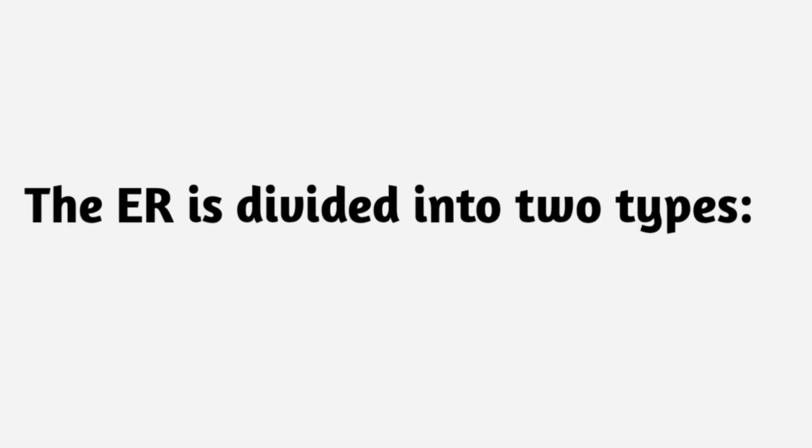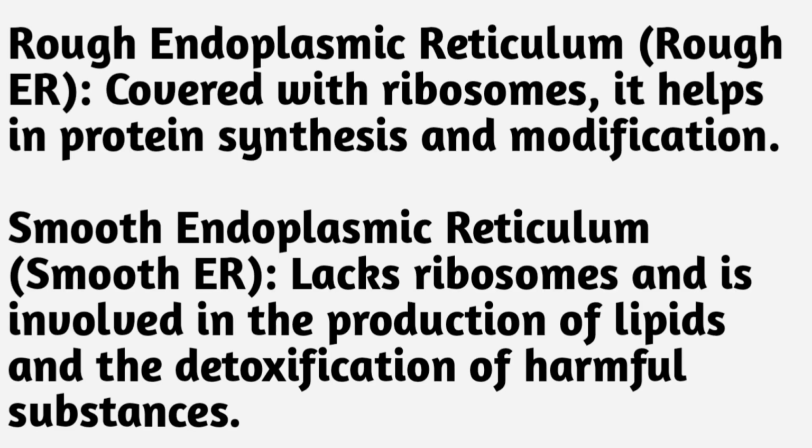The ER is divided into two types. Rough endoplasmic reticulum, rough ER, is covered with ribosomes. It helps in protein synthesis and modification. Smooth endoplasmic reticulum, smooth ER, lacks ribosomes and is involved in the production of lipids and the detoxification of harmful substances.